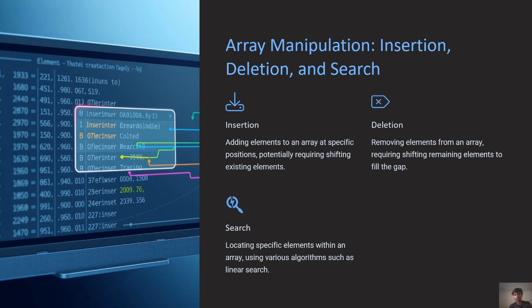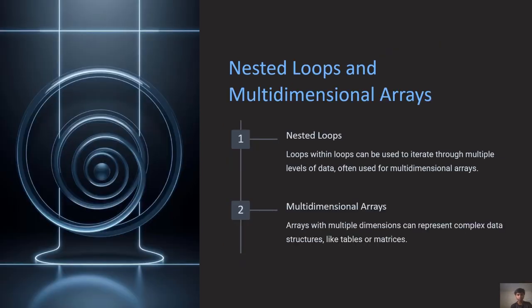Array manipulation: insertion, deletion, and search. Insertion: adding an element to an array at a specific position, potentially requiring shifting existing elements. Deletion: removing elements from an array, requiring shifting remaining elements to fill the gap. Search: locating specific elements within an array, using various algorithms such as linear search.